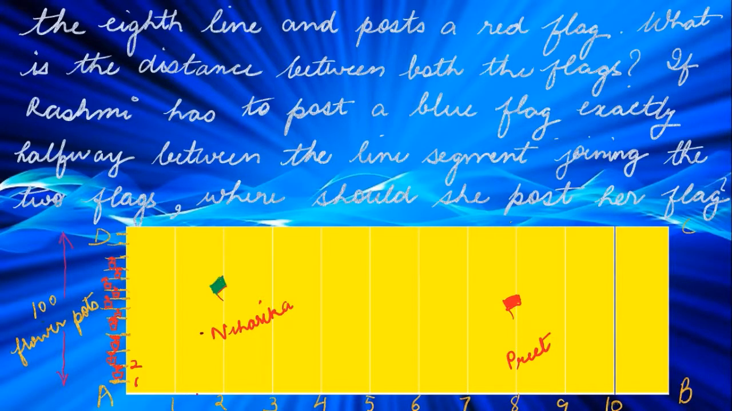So first of all, we want to find out the distance between these two flags, where Niharika and Preet are. Secondly, we want to find out where Rashmi will post the blue flag, that is the midway of this distance. So proceed like this.